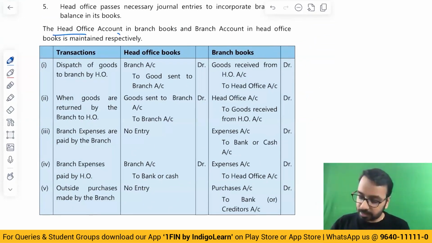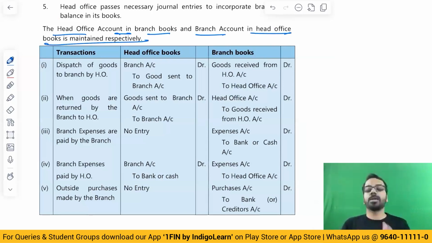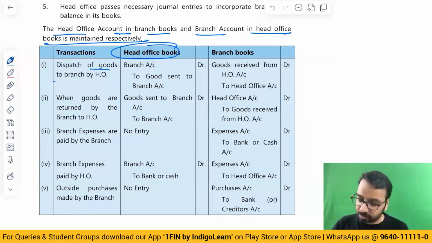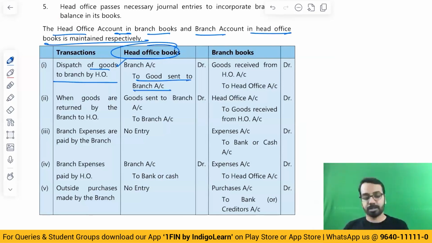The head office account in the branch books and the branch account in the head office books are maintained respectively. So in the head office books, what will happen? For example, if goods have been sent to the branch by head office, you will debit the branch and credit goods sent to branch account. Why? Because the branch is receiving. In the same way, the branch will maintain the opposite entry. If goods are returned, reverse entry.